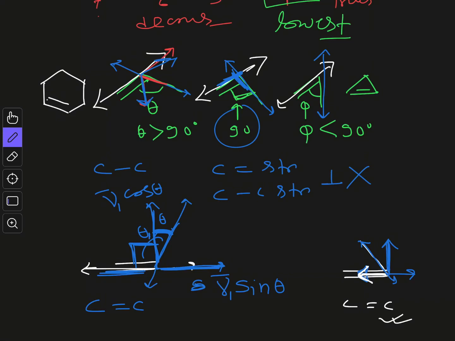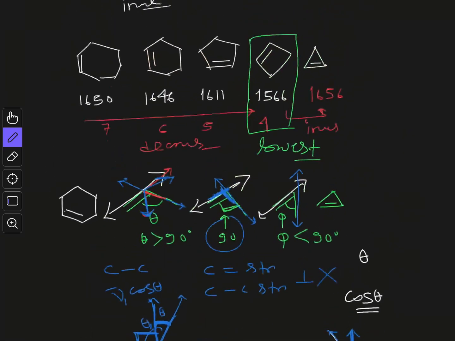Now you can see as the angle decreases, cos theta is the component responsible here, and if the theta value decreases, the cos theta value increases. So that's why in the case of the cyclopropene system the theta value is very low, 60 degrees or lower, and that's why the component will have a high effect on the stretching frequency value. So the increase is very high, from 1566 to 1656, it is almost 100-fold increase, right?